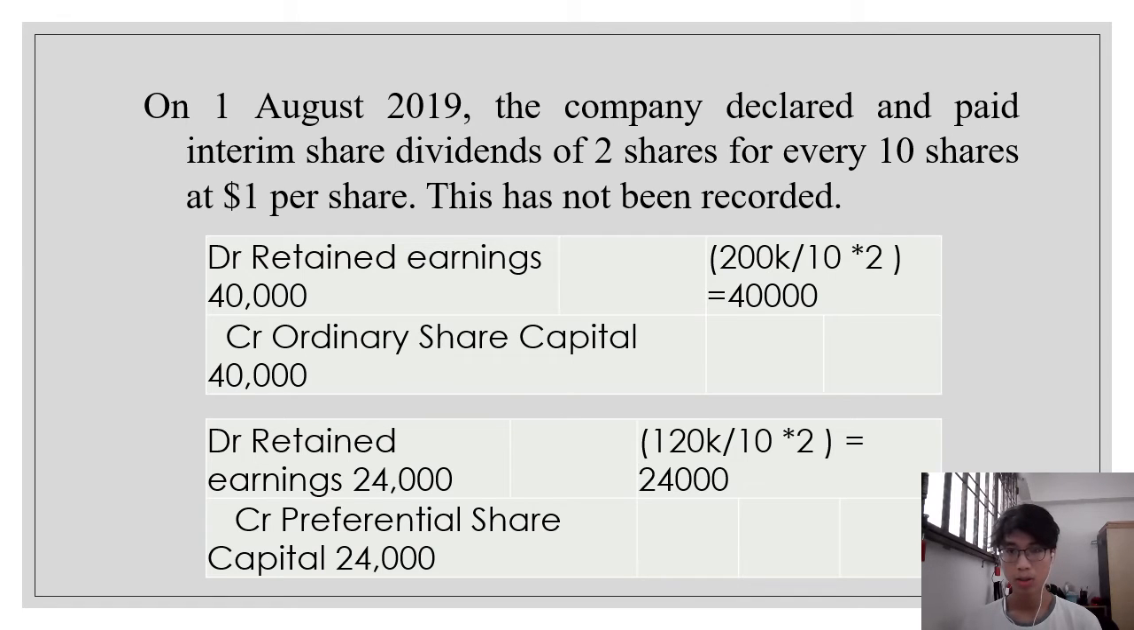As there are 200,000 ordinary shares, we have to divide this by 10 and times 2 as per the question states, and times the $1. So we have to debit retained earnings, which is 40,000. Then we have to credit ordinary share capital 40,000 as shares are being issued, which is an interim share dividend. This also applies for the preferential share holders, which you will get a figure of 24,000, where you debit retained earnings 24,000, credit preferential share capital 24,000.